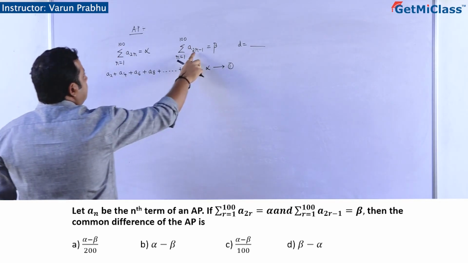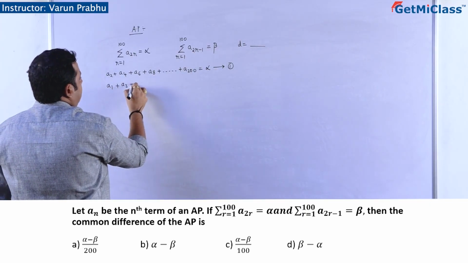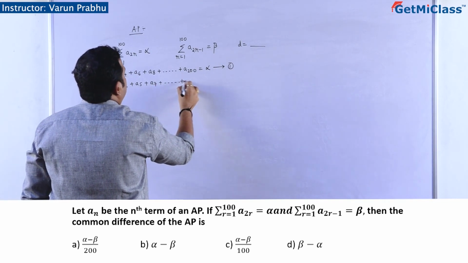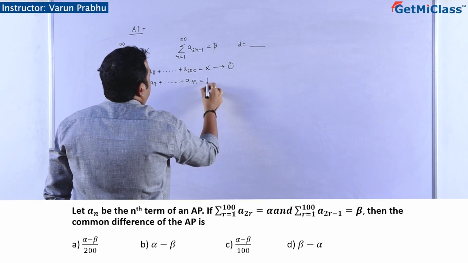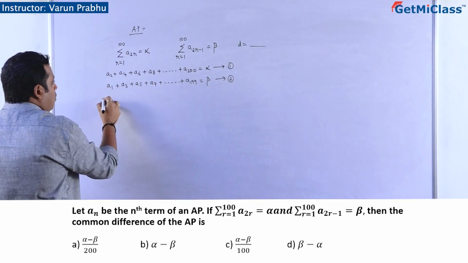Similarly for this part, a1 plus a3 plus a5 plus a7 plus so on up to plus a199, that is equal to beta. This is equation number 2. Do you follow? Now what we'll do?